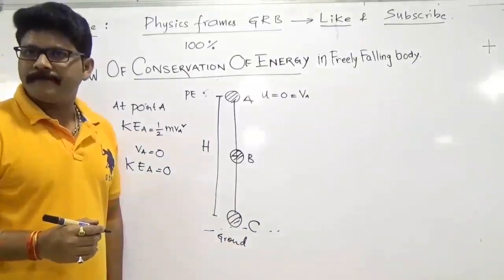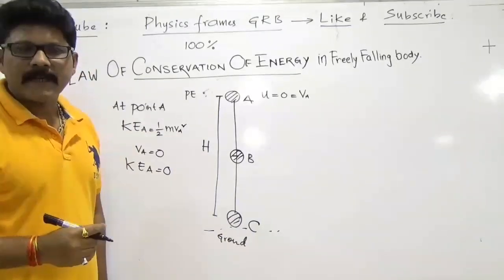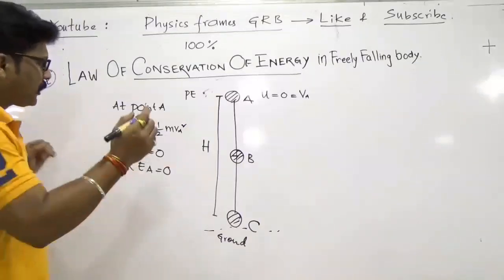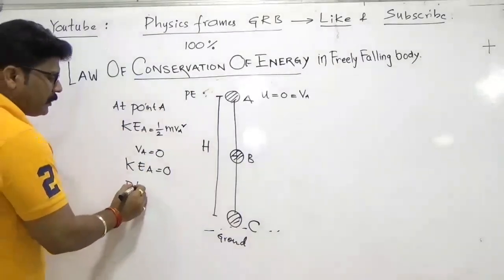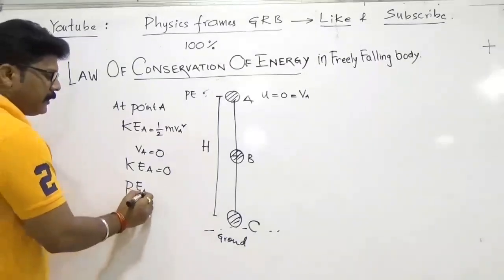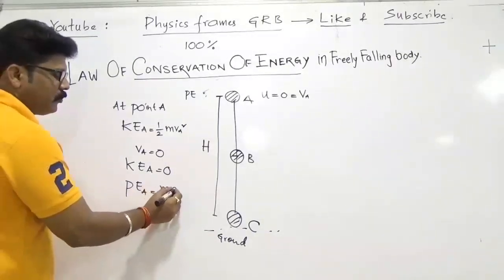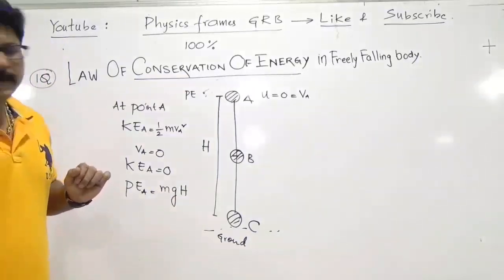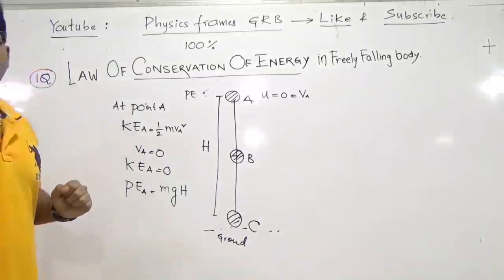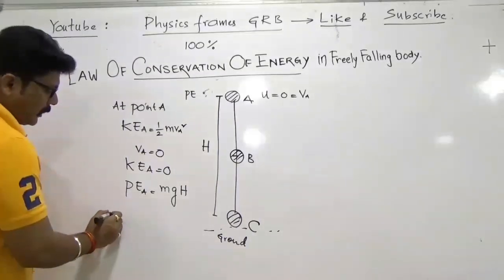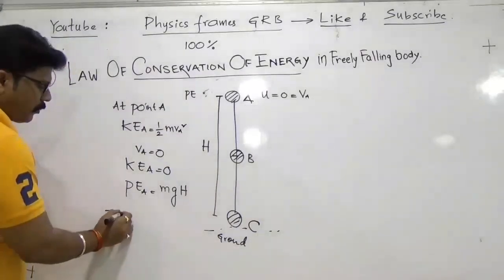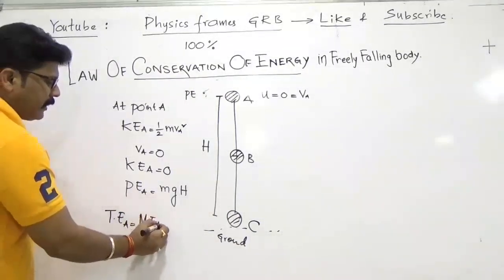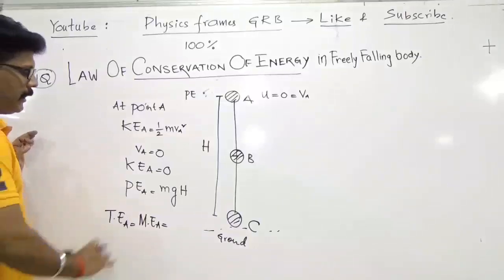Samajh mein aa raha hai bachche? Kinetic energy at the point A is what? 0. Now potential energy. Potential energy at point A is mgh. Mgh, potential energy. Now what is the total energy? Now the total energy, or you can call it the mechanical energy at point A, equals the addition of these.